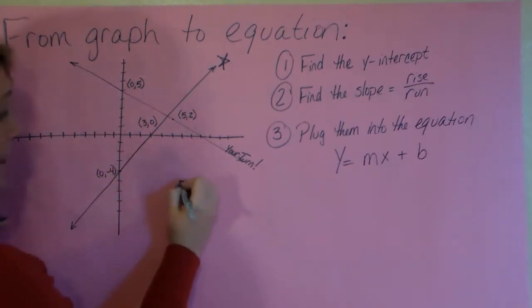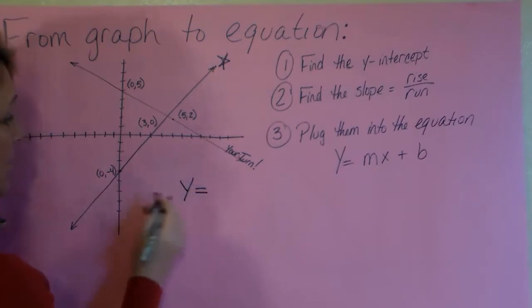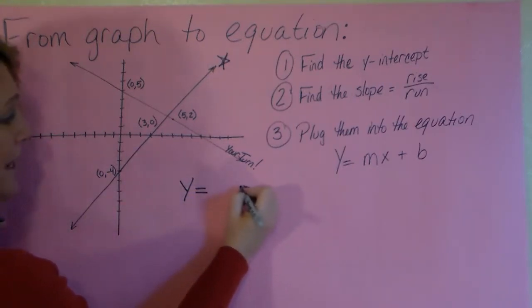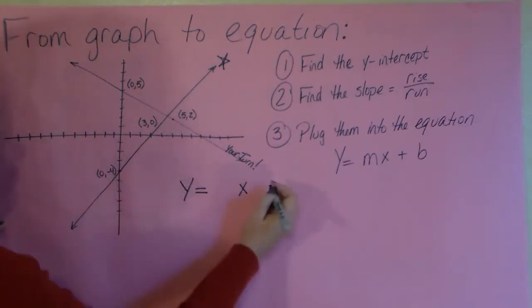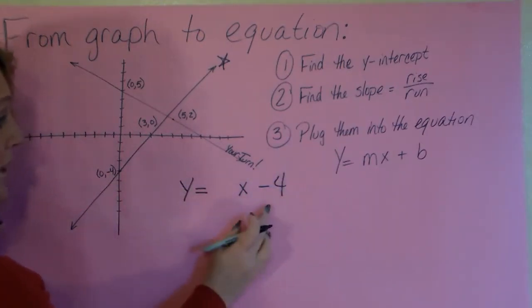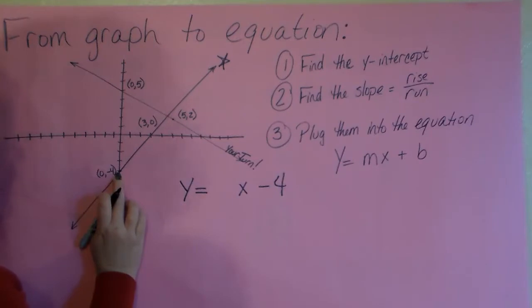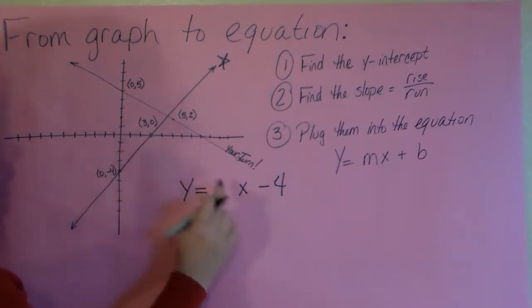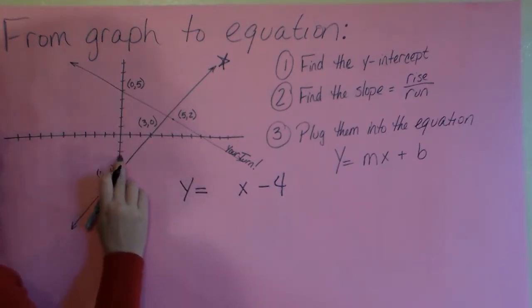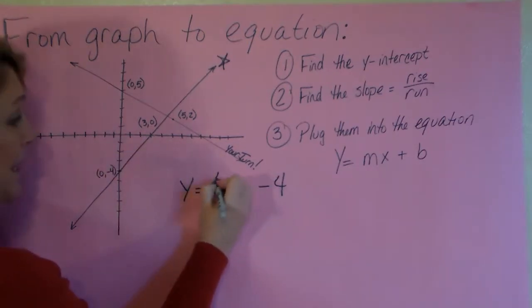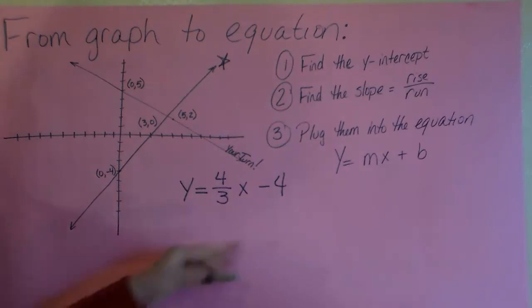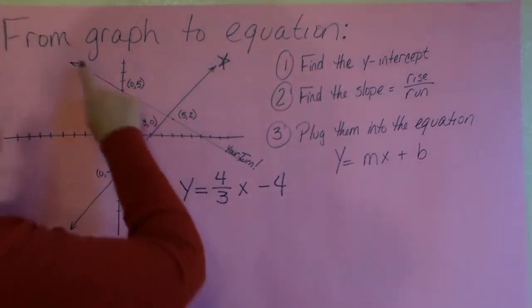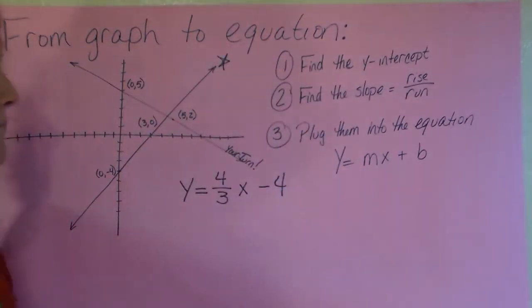I'm going to start by writing out my equation. Y equals, I don't know m yet, x, and my plus b is actually negative 4. That's where it crosses the y-axis. Now I'm going to do my rise over run to figure out my slope, and that is up 4 and over 3. Up 4 and over 3. Okay? Done. I now have my equation.